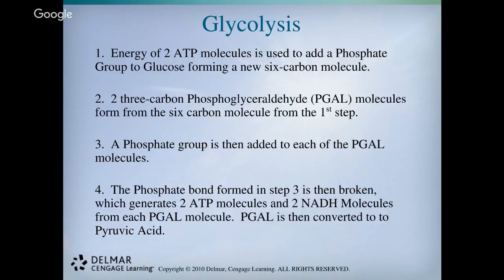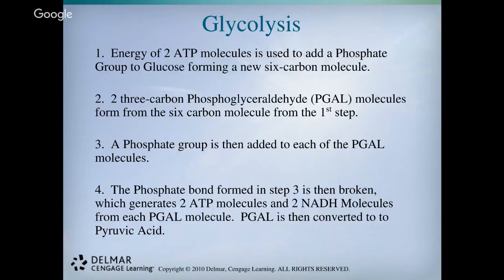Here's what glycolysis essentially is. The energy of 2 ATP molecules is used to add a phosphate group to glucose, forming a new 6-carbon molecule, which is then split pretty much in half. 2 3-carbon molecules called phosphoglyceraldehyde, or PGAL molecules, form from the 6-carbon molecule. And again, the biggest thing I want you to get out of here is that we get glucose broken into pyruvic acid.